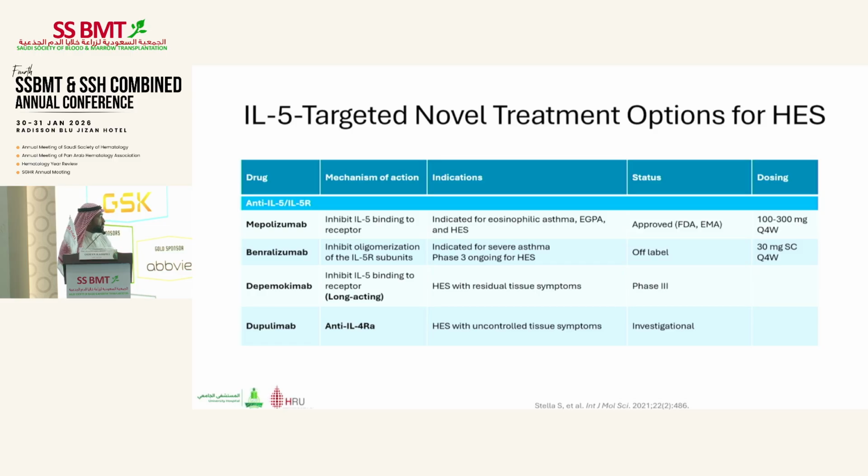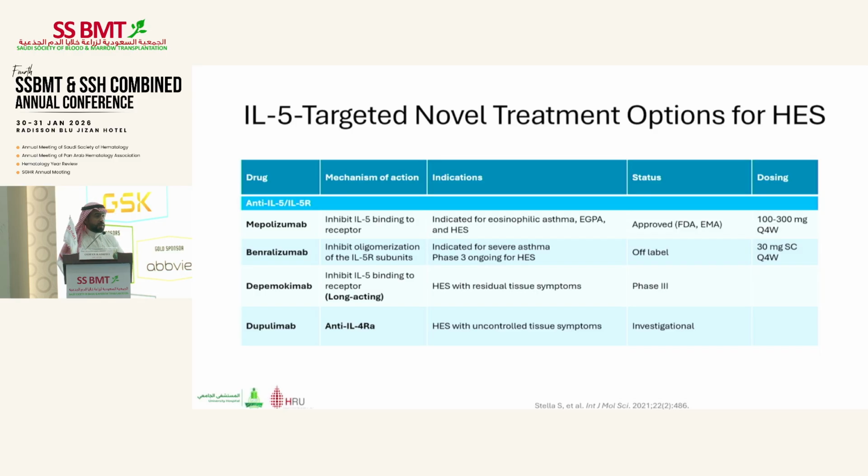Benralizumab is also still under investigation to be approved, which doesn't bind to interleukin-5, but binds to the receptor subunit that activates interleukin-5. And there is the other medication, depemokimab, which is given once every 6 months. So you save your patient the option of getting those medications weekly or sometimes on a monthly maintenance basis.